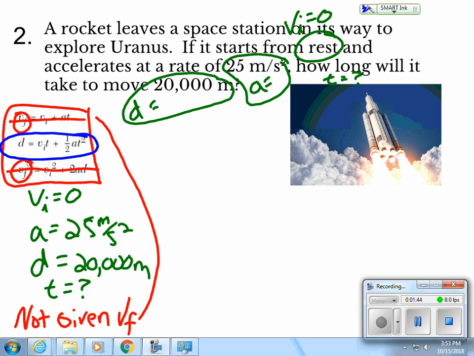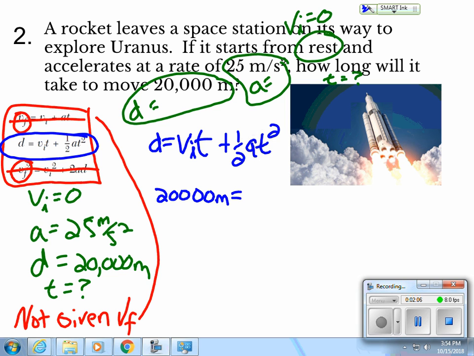So the equation that I'm going to choose, my bingo equation, is distance equal to initial velocity times time plus 1/2 AT squared. So I'll go ahead and write that down. I plug in what I know and what I don't know. D is 20,000 meters, equal to V initial, which is 0, times time, which I'm looking for, plus 1/2 my acceleration, which is 25 meters per second squared, times T squared.